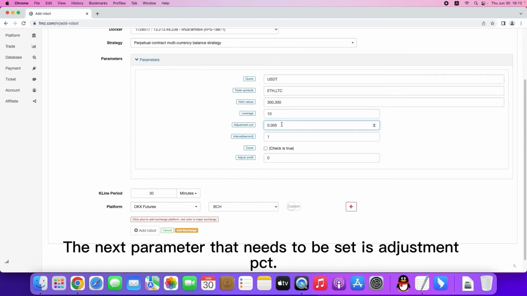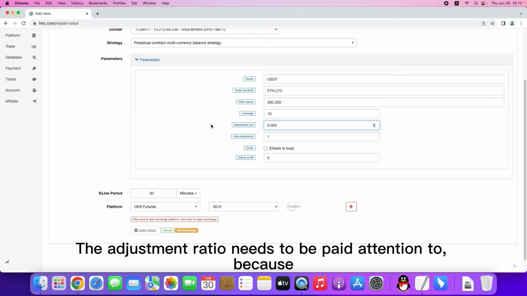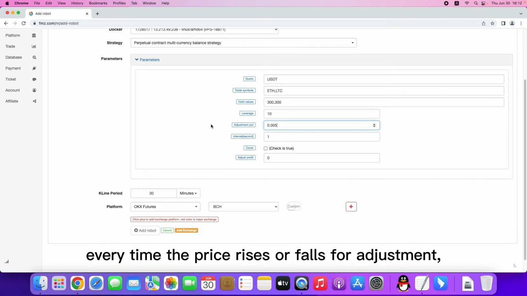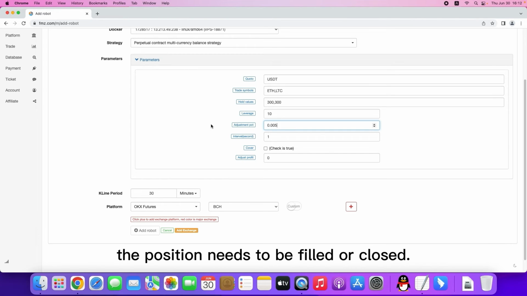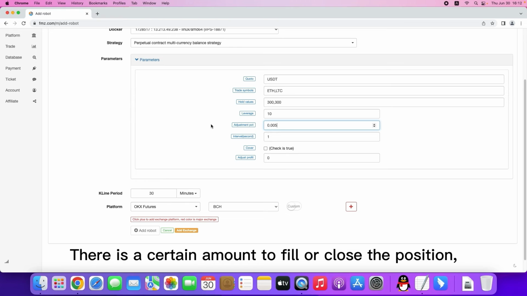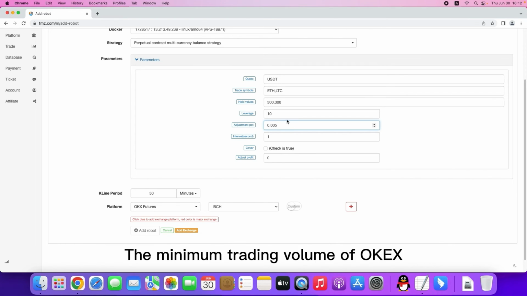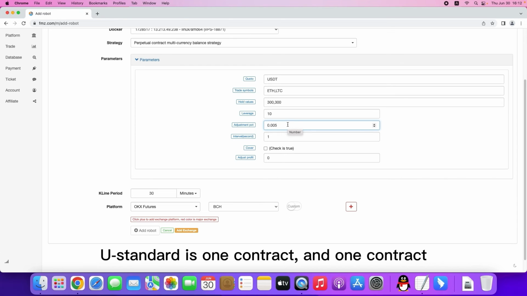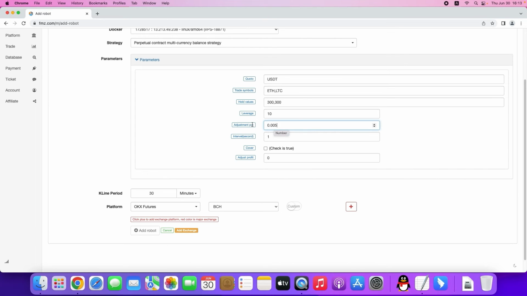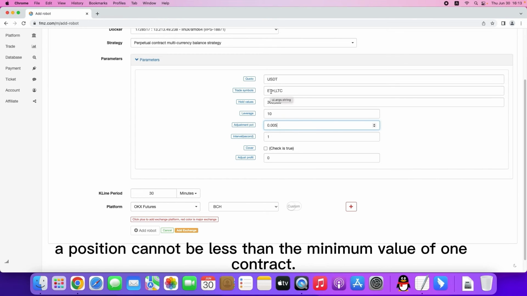The next parameter that needs to be set is adjust PCT. The adjustment rate needs attention, because every time the price rises or falls for adjustment, the position needs to be filled or closed. There is a certain amount to fill or close, and this amount cannot be less than the minimum trading unit of the exchange. The minimum trading volume of OKEX U-standard is one contract, and one contract has its own fixed value. Filling or closing a position cannot be less than the minimum value of one contract.